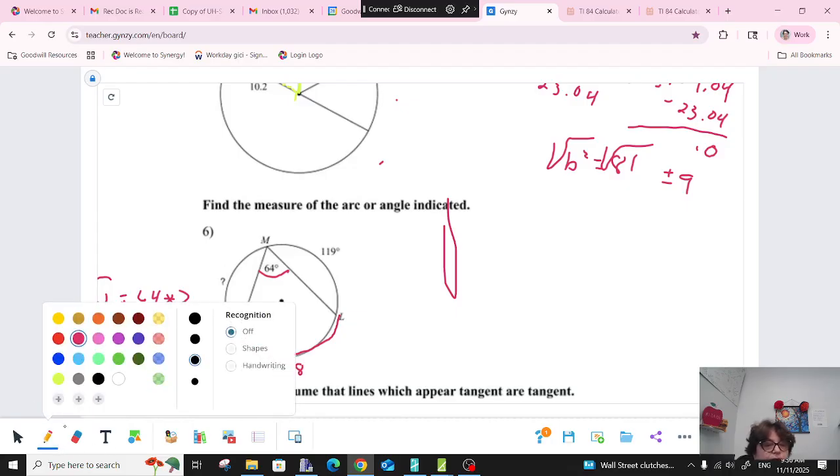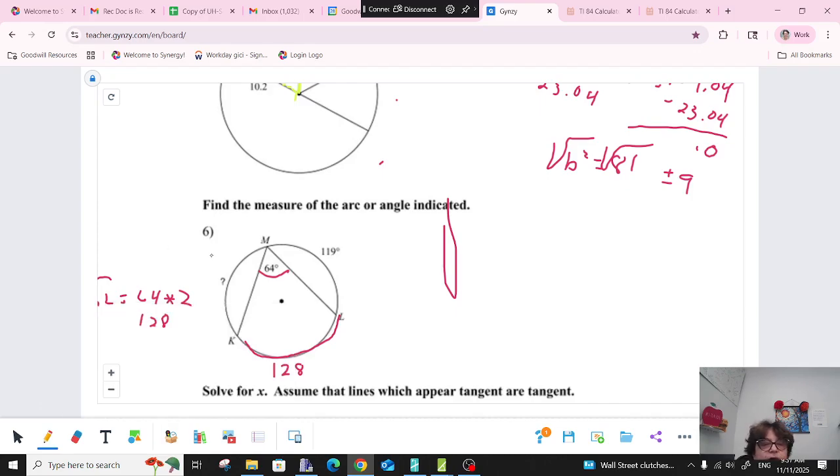No, because really they are looking for arc MK. But because I labeled this piece, now I can do the next. Because what does a full circle have to equal? 360 degrees. So 360 minus 128 minus 119 would give you arc MK. The measure of arc MK. And what was that equal?